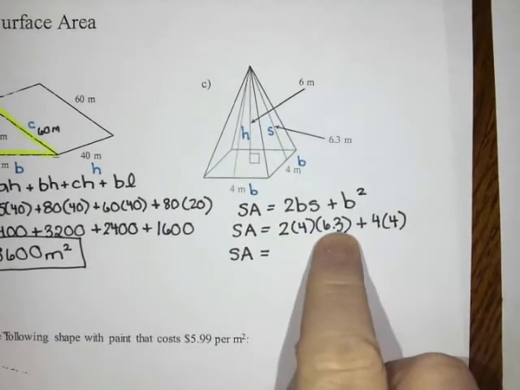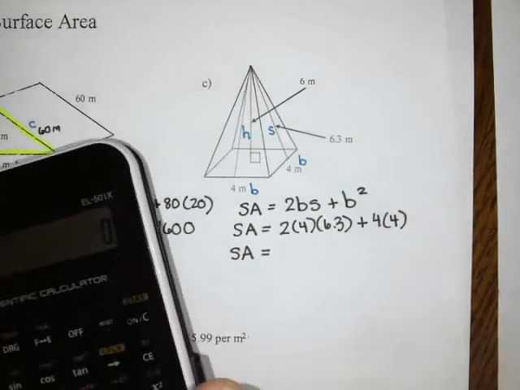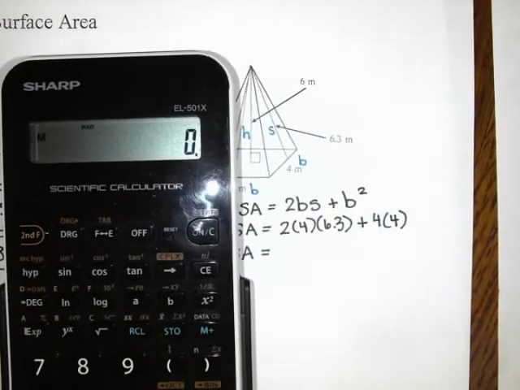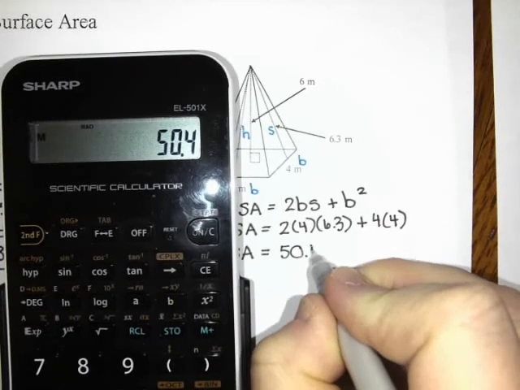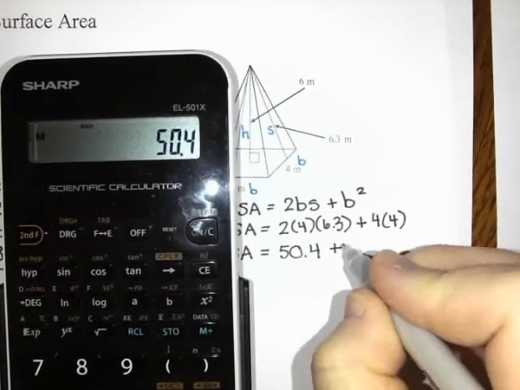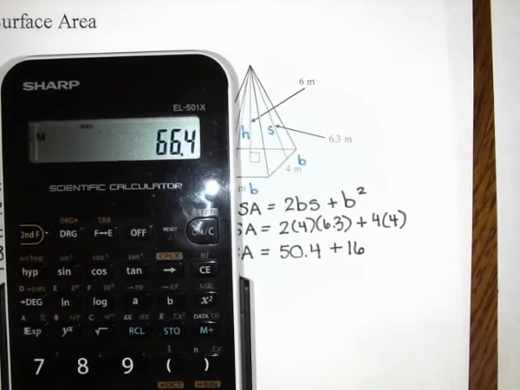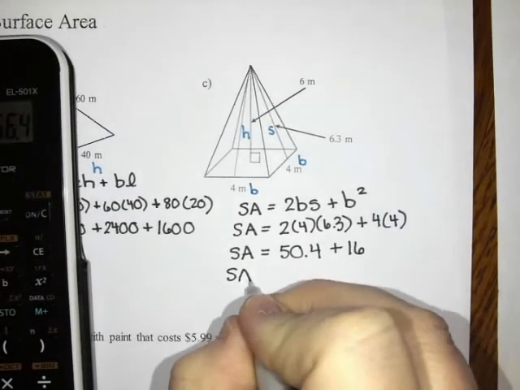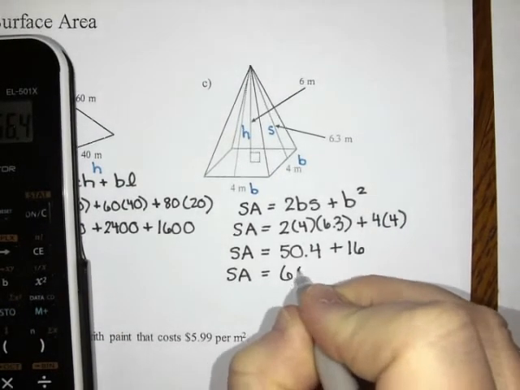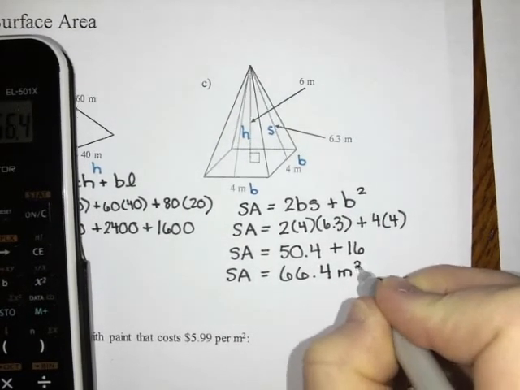Okay, I'm going to multiply these 3 together, and then multiply those 2 together, and then we will add them. So 2 times 4 times 6.3 is 50.4. And 4 times 4 is 16. And then if I add those 2 together, I get a grand total of 66.4. So the surface area of this shape is 66.4 meters, and it is area, so squared.